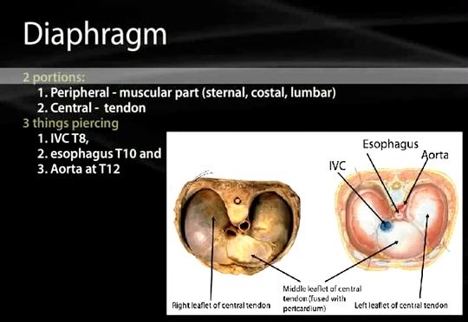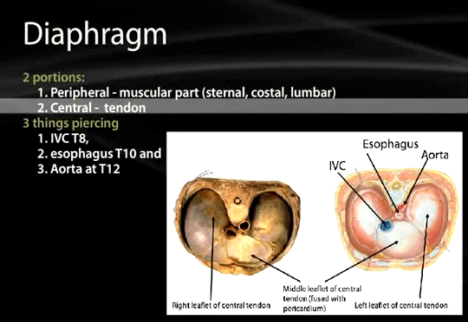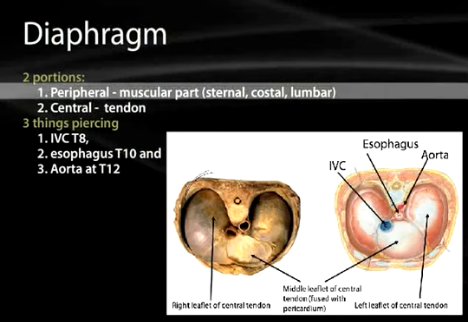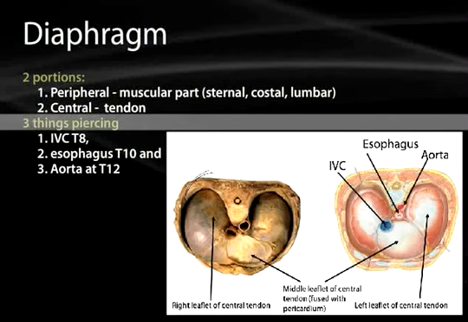Let's look at the diaphragm first. The diaphragm has a couple portions to it, the peripheral and the central components. The central components are tendinous, which makes sense because you have your IVC passing through there and you don't want muscular components to compress that. And then you have the peripheral components, which will have muscle that's grown in later on from the intercostal areas. That will be sternal, costal, and lumbar muscular components.